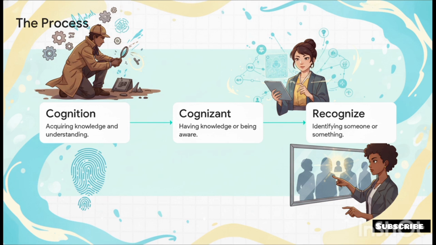Then, step 2. As they gather the facts, they become cognizant. They are now fully aware, having deep knowledge of the suspect's hidden motives. Jankar. Finally, step 3. The lineup. They look through that two-way glass and they recognize the culprit. They identify someone from having encountered them before. Pechana. So we have knowing, being aware, and identifying, all connected by this single brilliant root.